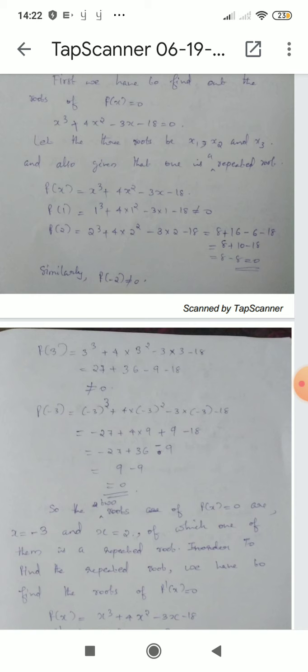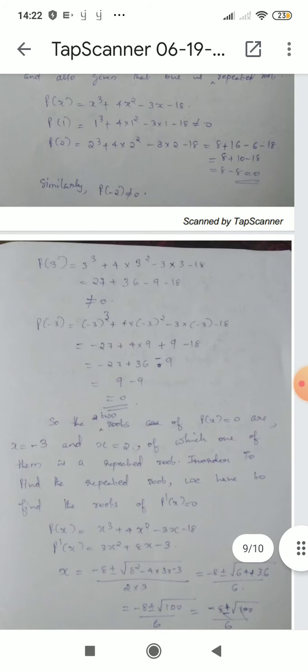How to find out f of 3? You have to put x is equal to 3 in f of x. Okay. So your f of 3 becomes 3 cube plus 4 into 3 square minus 3 into 3 minus 18, and which is also not equal to 0. Thus 3 is not a 0 of f of x is equal to 0. Again I put x is equal to minus 3. Then our equation becomes what? Minus 3 cube plus 4 into minus 3 square minus 3 into minus 3 minus 18. Finally I got f of minus 3 equal to 0.